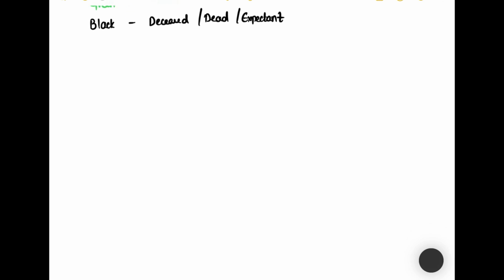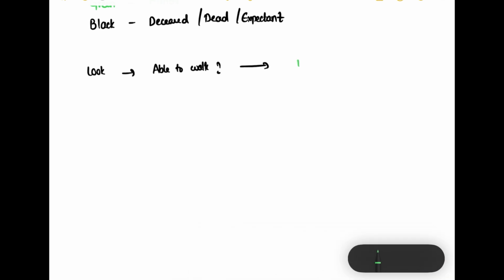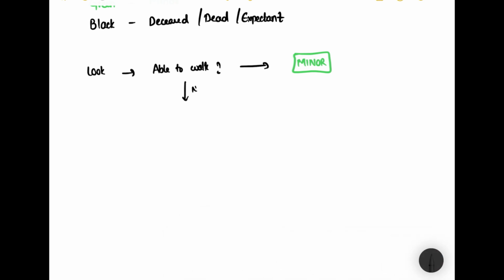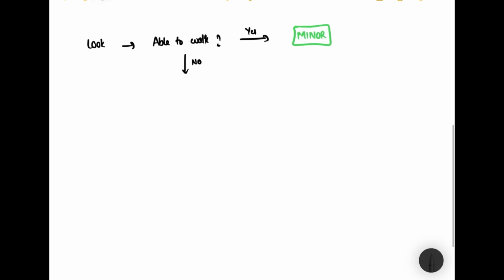Now let's see how we are going to triage them, or how we are going to categorize them into different color coding. So first, whenever you see a patient, first look if he is able to walk. If he is able to walk, then he comes under minor, which is green. If no, he is not able to walk, then what should we see?